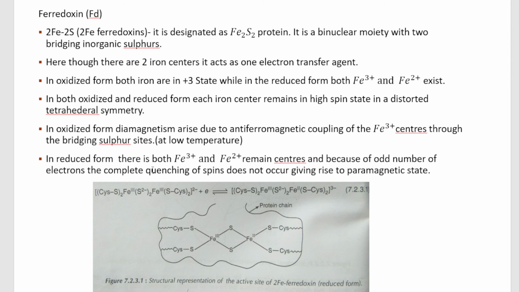Whereas in the reduced form, there is Fe3 plus and Fe2 plus. Because of the odd number of electrons, the complete quenching will not take place, because the number of electrons differs in the two iron centers. So complete quenching does not take place, which gives rise to a paramagnetic state in the reduced form.